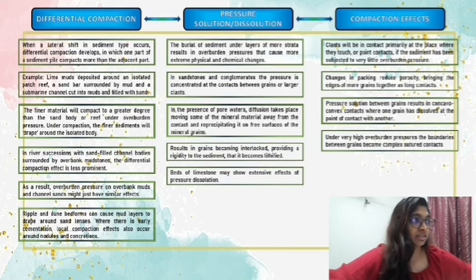Next, compaction effects. Clasts will be in contact primarily at the place where they touch, or point contacts, if the sediment has been subjected to very little overburden pressure. Changes in packing reduce porosity, bringing the edges of more grains together as long contacts. Pressure solution between grains results in concavo-convex contacts, where one grain has dissolved at the point of contact with another. Under very high overburden pressures, the boundaries between grains become complex, such as sutured contacts. Here are some examples of compaction effects.